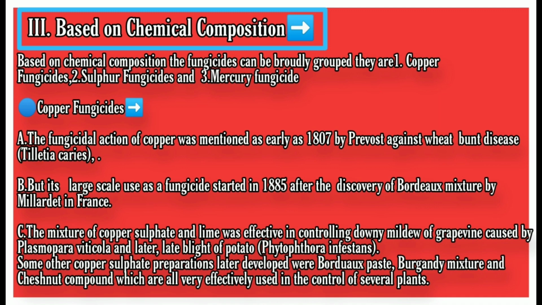1. Copper fungicides. A. The fungicidal action of copper was mentioned as early as 1807 by Prevost against wheat bunt disease, Tilletia caries. B. But its large-scale use as a fungicide started in 1885, after the discovery of Bordeaux mixture by Millardet in France. C. The mixture of copper sulfate and lime was effective in controlling downy mildew of grapevine, caused by Plasmopara viticola, and later, late blight of potato, Phytophthora infestans. Some other copper sulfate preparations later developed were Bordeaux paste, Burgundy mixture, and Chestnut compound, which are all very effectively used in the control of several plant diseases.